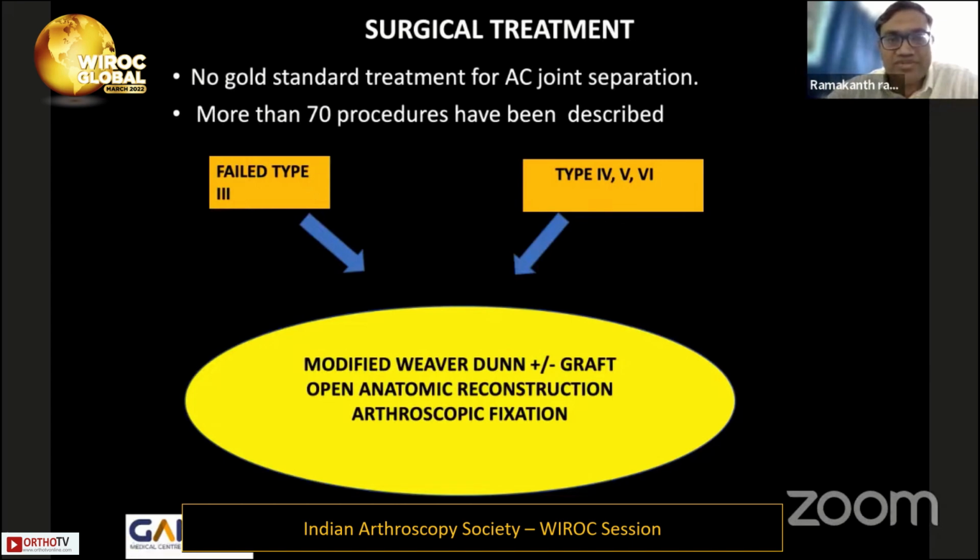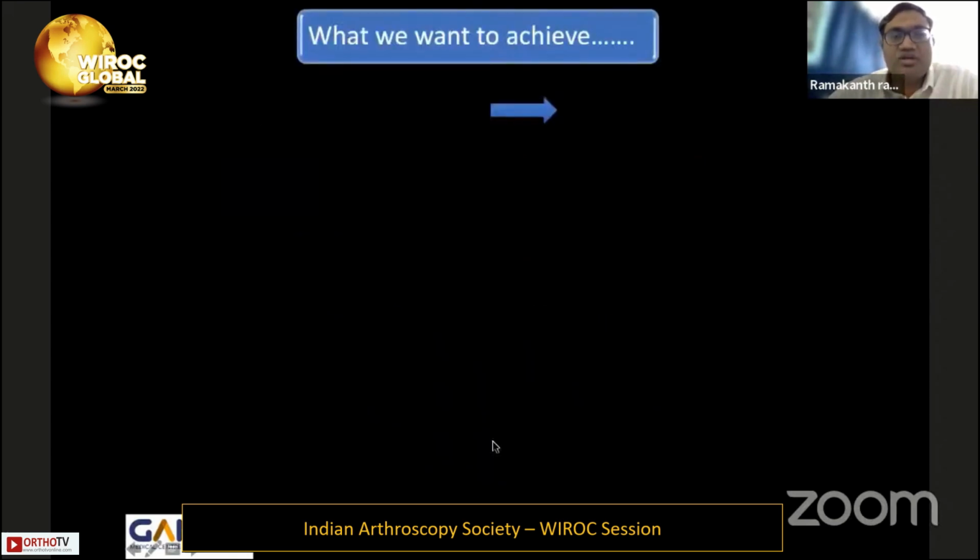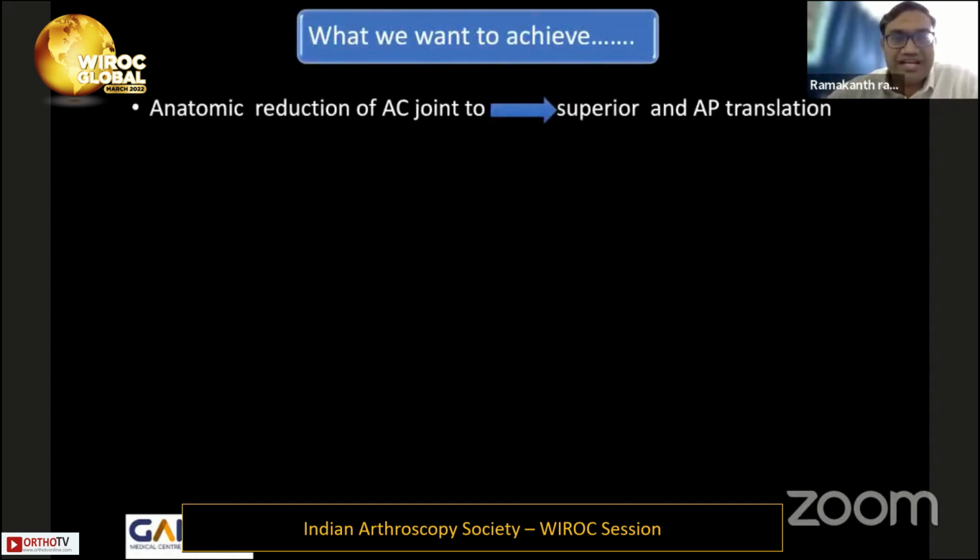More than 70 procedures have been described so far. Various procedures like Weaver-Dunn, graft, anatomical reconstruction, and arthroscopic fixation are recommended. So by surgical management, what do we want to achieve? Anatomical reduction of the AC joint, where superior and anteroposterior translation are restored.